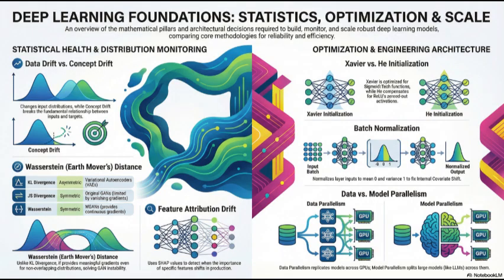Exactly. You have the generator. Its job is to be an art forger. It takes random noise as input and tries to create fake data, fake images of faces, for example. Then you have the discriminator. Its job is to be the art detective. It looks at an image and has to say, this is a real one from the training set, or this is a fake produced by the forger.